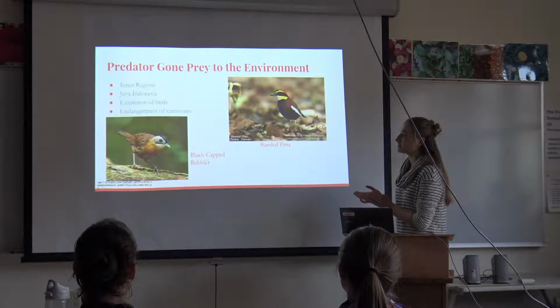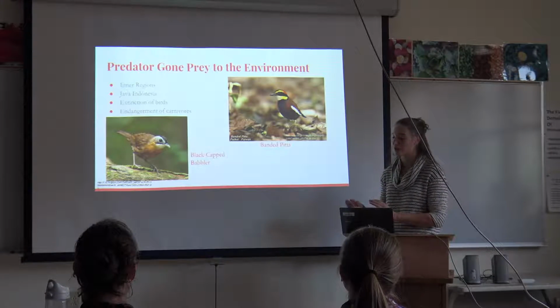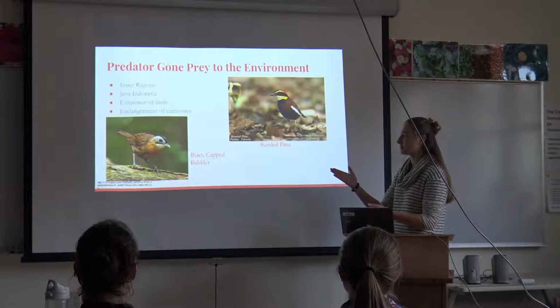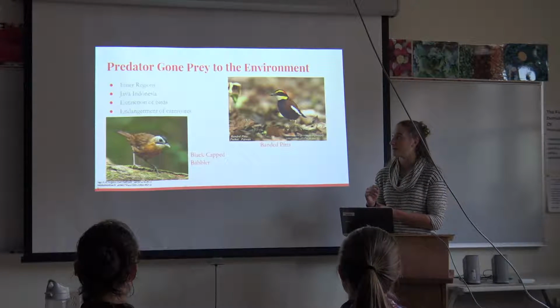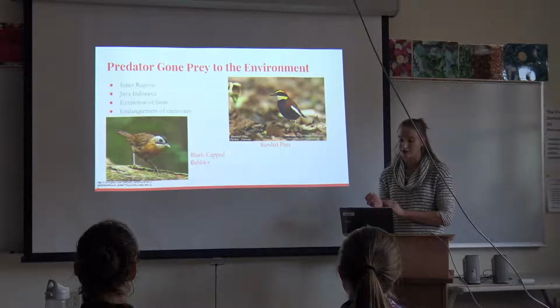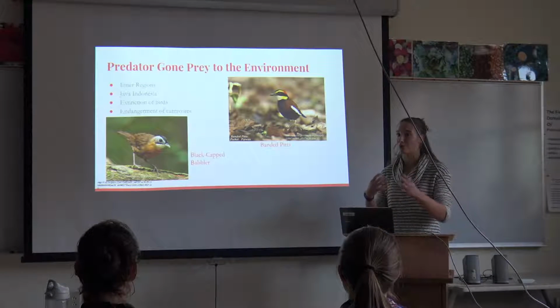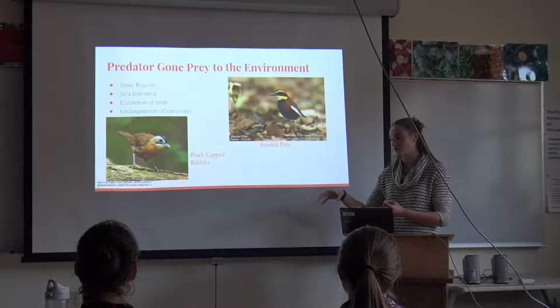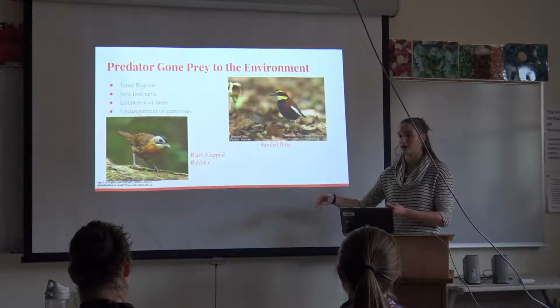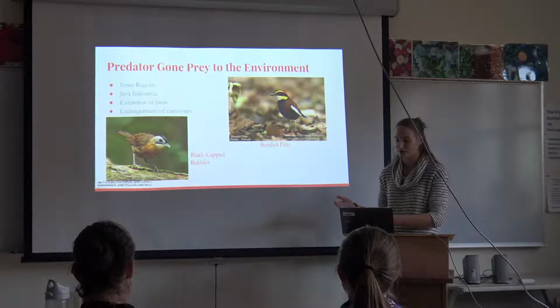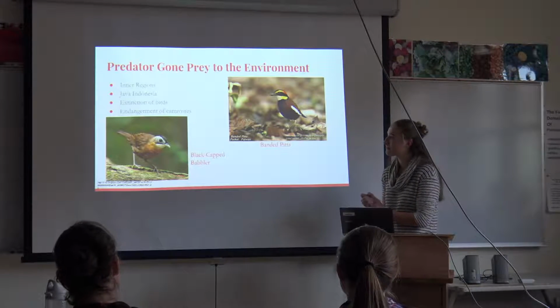So an example of this is Java, Indonesia. In Java, Indonesia, 2 of these birds, which are the black-capped babbler and the banded pitta, are endangered and have gone extinct because of deforestation, and they're ground-dwelling birds. So they were really affected because of the soil erosion and soil degradation. After a while, they just couldn't live in that habitat anymore.